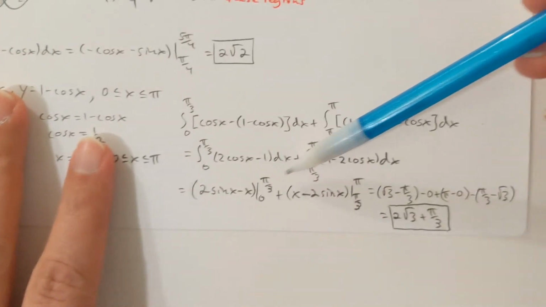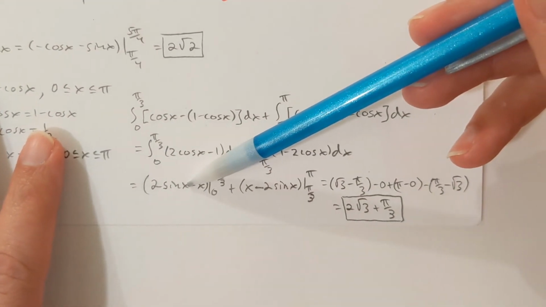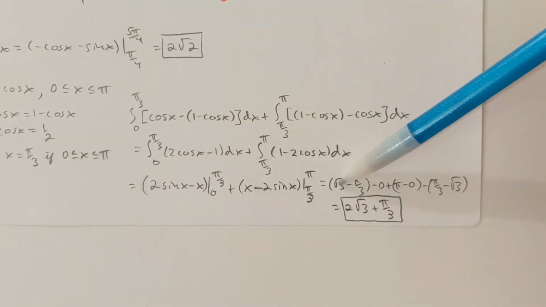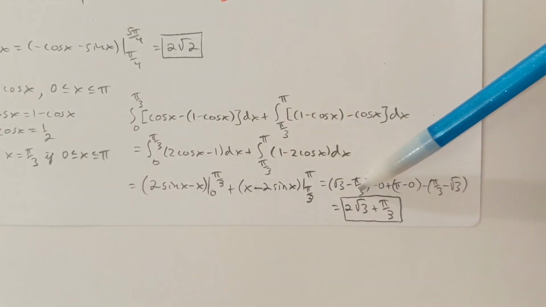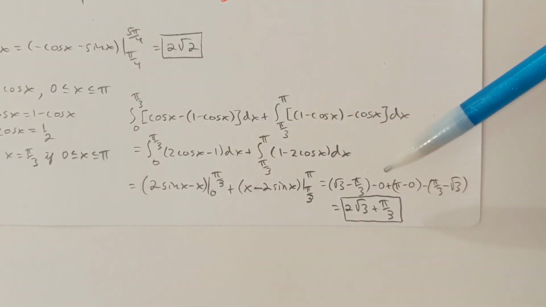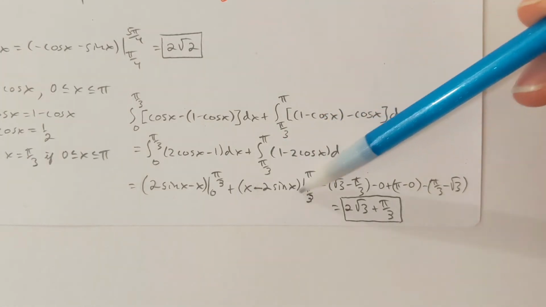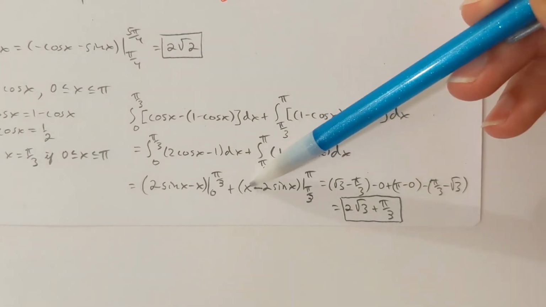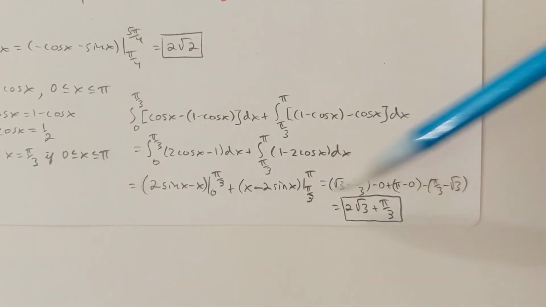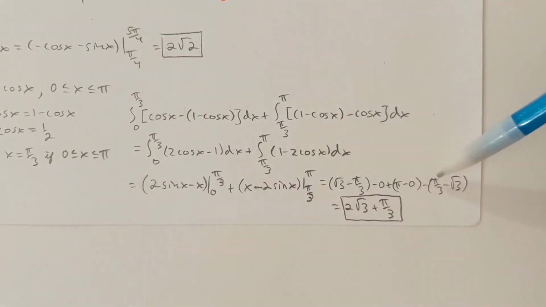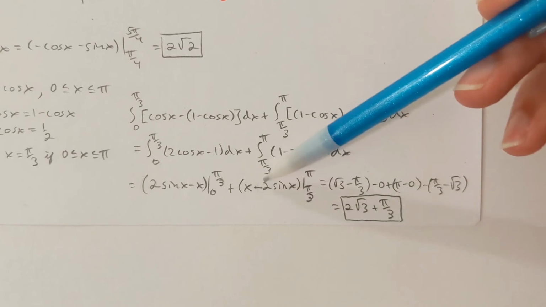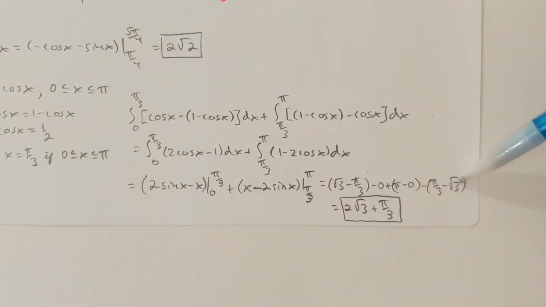When I plug in the bounds, okay, sine pi over 3 is root 3 over 2 times 2. The 2's cancel. That'll leave me with root 3 minus pi over 3. And then when I plug in 0, sine of 0 is 0. I'll be subtracting 0 there. Plus, over here, when I plug in pi, you're going to have pi minus sine of pi, which is 0. Minus, when I plug in pi over 3, I'm going to have pi over 3 minus 2 times sine pi over 3, which is root 3 over 2. The 2's are going to cancel, leaving me with root 3.